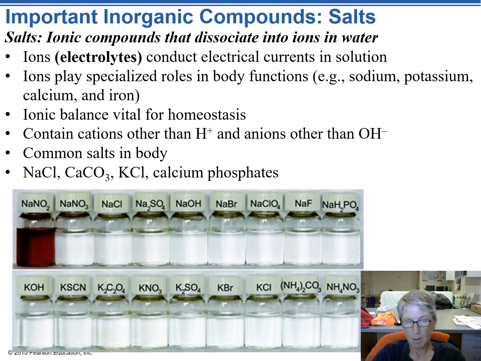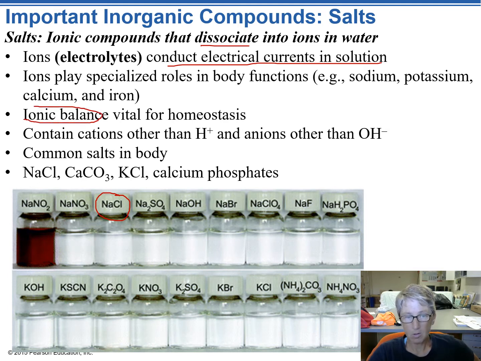Salts are ionic compounds. So, for example, positive sodium and a negative chloride ion form an ionic bond. They'll dissociate in water, so they'll break apart when they're in water. And that means you'll have free positive sodium and free negative chloride ions in water. That would be an electrolyte that can conduct an electrical current. You need to have your ions balanced for homeostasis, so that means you need to drink your electrolyte solutions in the heat. And then some common salts in the body, we talked about that.